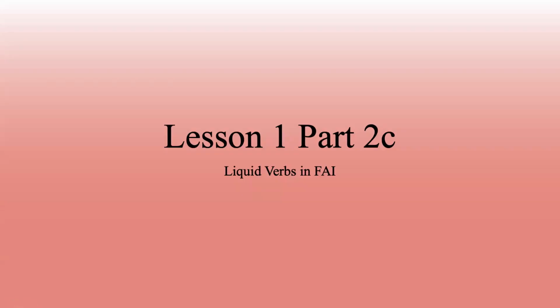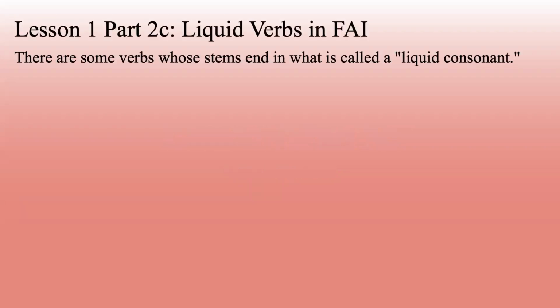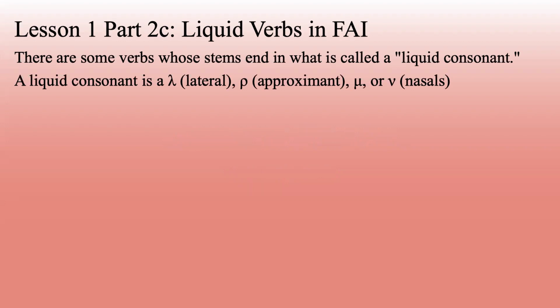Lesson 1, Part 2C, liquid verbs in the future active indicative. There are some verbs whose stems end in what is called a liquid consonant. A liquid consonant is a lambda, rho, mu, or nu. Now, for those of you who have taken phonetics, that's your lateral consonants, your approximant, and your nasals. These are the only consonants in Greek that are laterals, approximants, or nasals.